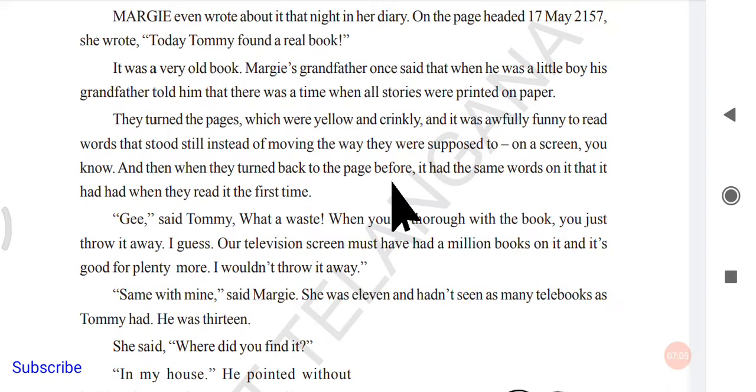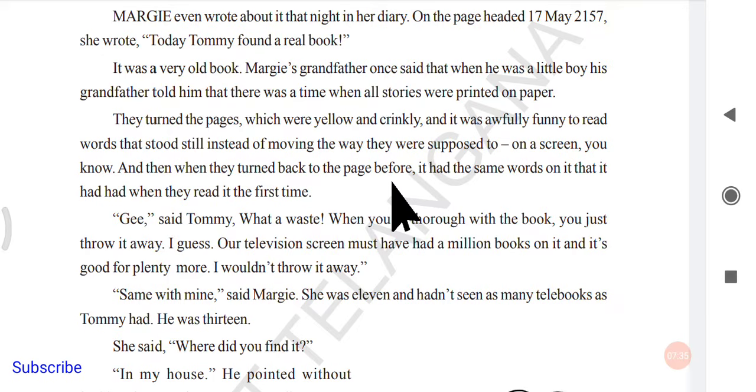And when they opened the pages of that book, they found that all the pages were yellow. Why? When you keep a book in one place without opening it, or if the book is too old, the pages usually turn yellow. And crinkly in the sense of foldings and all, which is not very good to look at. Next, awfully in the sense of not so good. It is not so good to read, but it is funny.